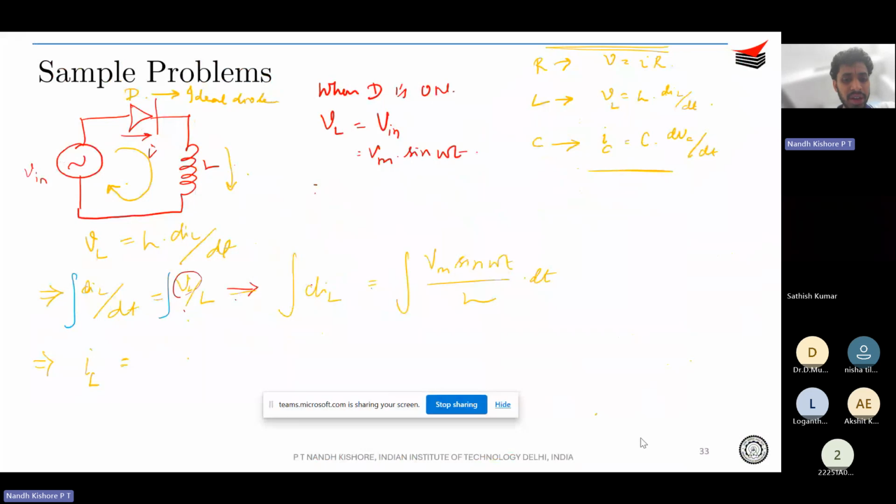Okay. So is this point clear? Just we integrated this. So integral dIL is equal to integral VL by L dt. My VL is going to be Vm sin omega t divided by L dt. Right? So this is simple, correct? Integral dIL is going to give you IL. And on the other hand, you have Vm divided by L, which are constants. And then what is integral sin omega t dt? Minus cos omega t divided by omega, correct?